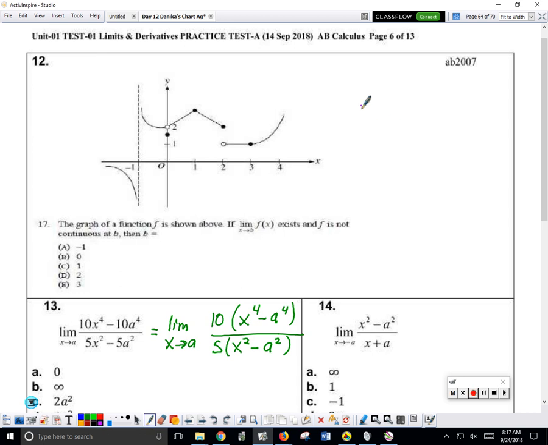So, let's see. f is continuous at x equal a, with the limit as x approaches a from the left of f is equal to the value of f at a, which is equal to the limit on the right.